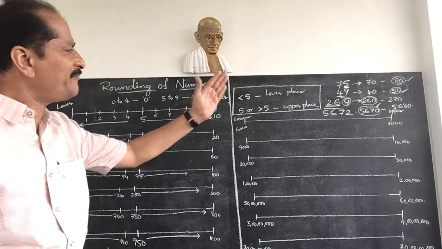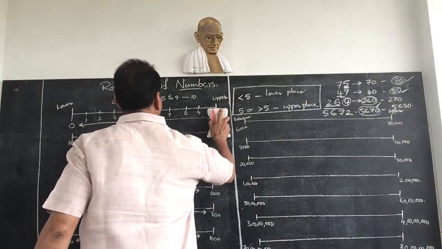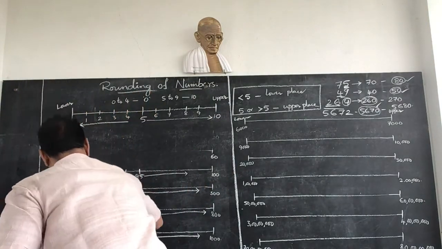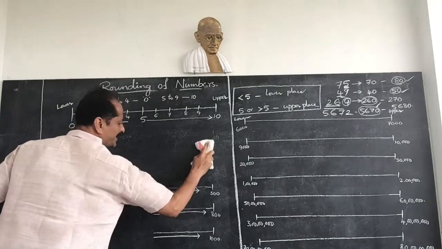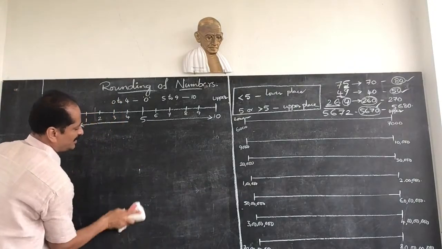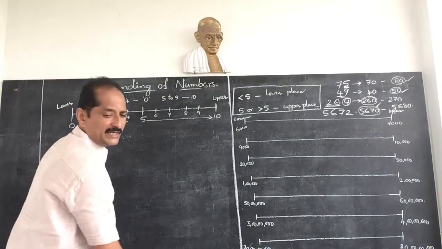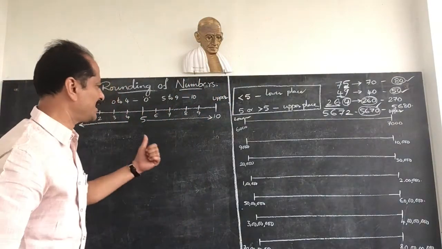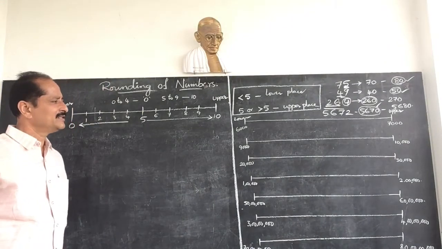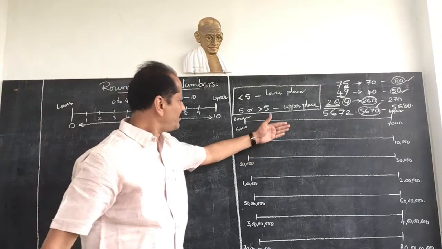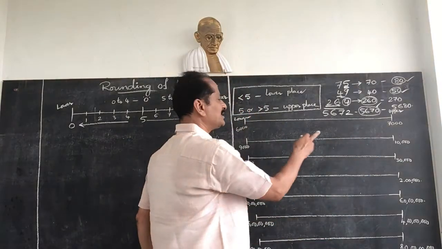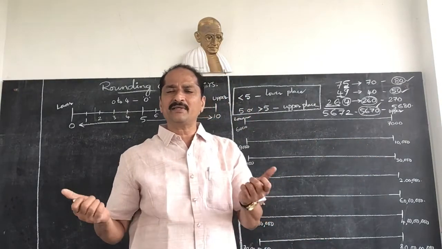In the same way, if you observe the lower place and upper place, easily you can round different kinds of numbers. By taking different kinds of numbers, how can you round them off to the nearest tens place, hundreds place, thousands place? That we can see here now. For example, observe. In the same way here also, what is given? 9,000 to 10,000.